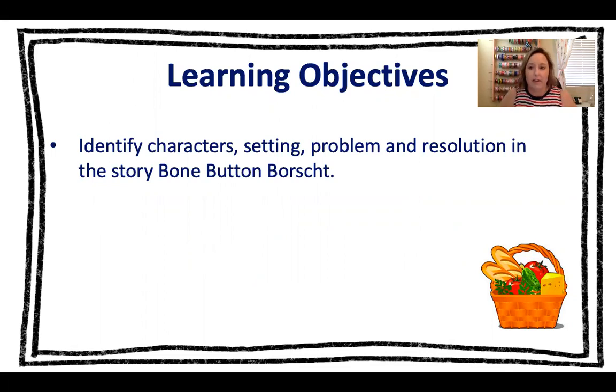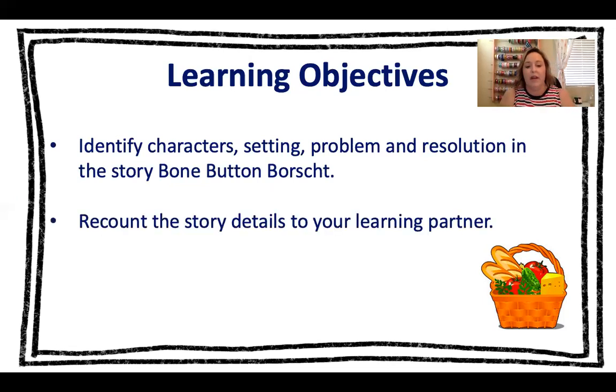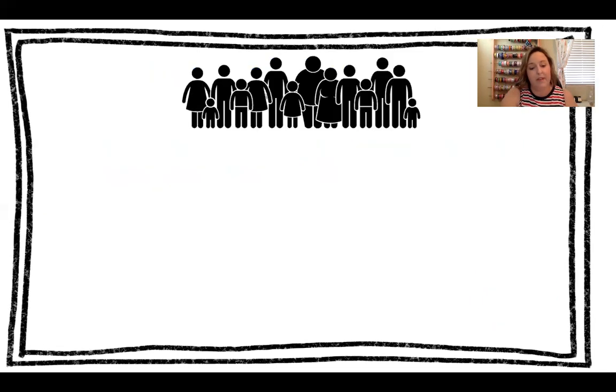What are we going to work on today? So today, by the end of our class, you will be able to identify the characters, the setting, the problem and resolution in the story Bone, Button, Borscht that we read the other day. You're going to be able to recount the story details to your learning partners. So when I say recount, we've done this lots of times throughout the year. Recount is kind of a fancy word for saying retell. So tell me the details of the story. What happened first, next, then, and last in our story.